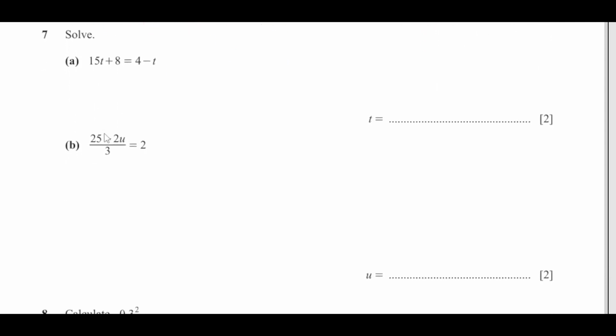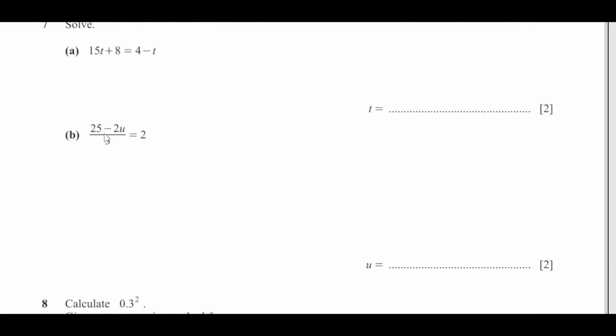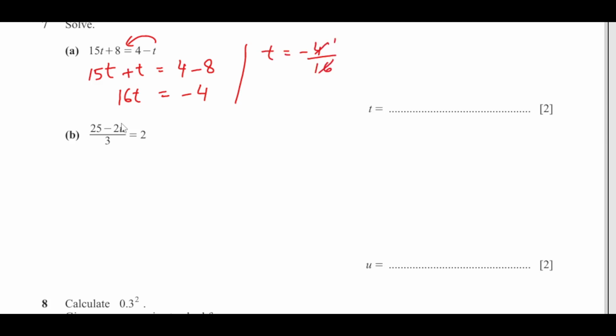Now solve this equation here. We have 15t plus 8. So I am bringing t to the left hand side. So it will become plus t. 4 is already there, then 8 will become negative on the other side. 15 plus 1 is 16t equals negative 4, and t is going to be negative 4 over 16. Which is negative 1 over 4, that is the value of t, right.